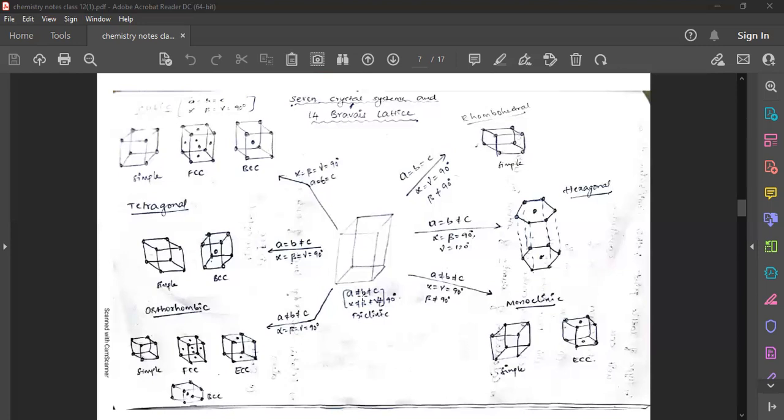And the one below is the orthorhombic. In the case of orthorhombic, a not equal to b not equal to c. That means all the sides are different in length and all the angles are the same: alpha equal to beta equal to gamma equal to 90. So all the angles are the same, but all the sides are different. Okay, so that is about the orthorhombic.